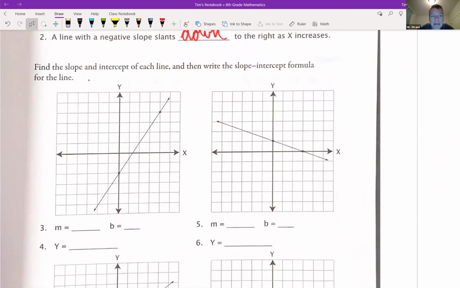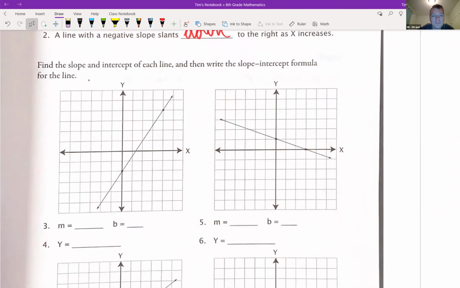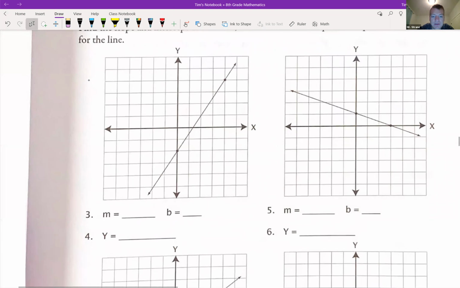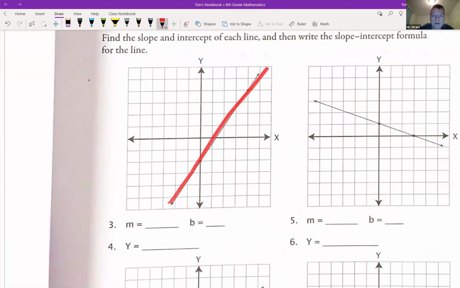So find the slope and the intercept of each line and then write the slope-intercept formula. So let's look at number 3. We know it's a positive slope, right? Because it's going up. The y-intercept is where our line crosses the y-axis, which is right here. So that's going to be at -1, -2. Okay, and then our slope, we have a point here, we're going to rise 1, 2, 3, 4, 5, 6.